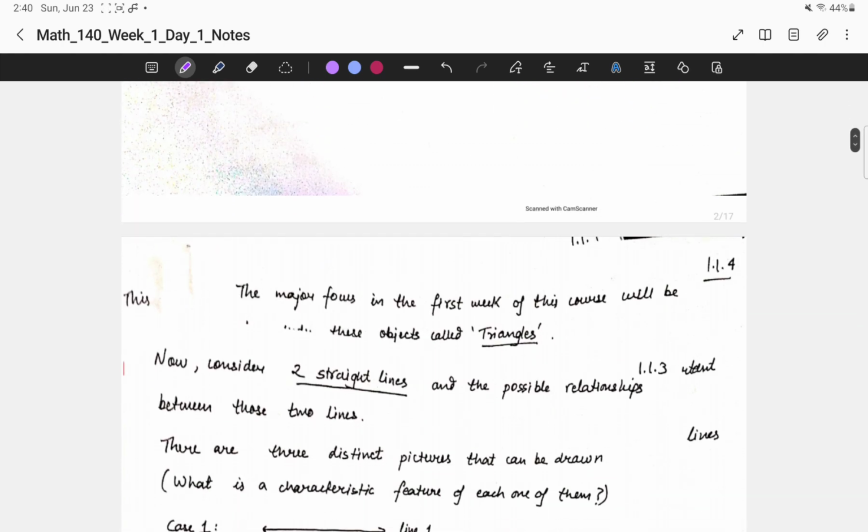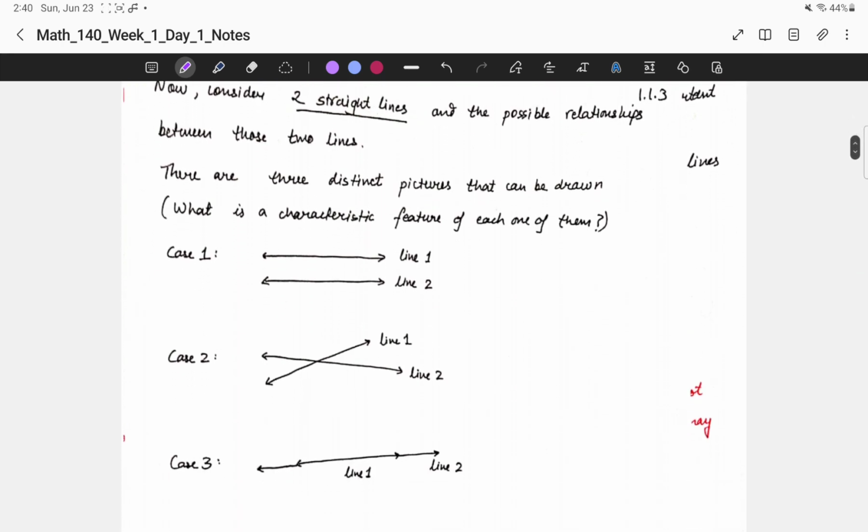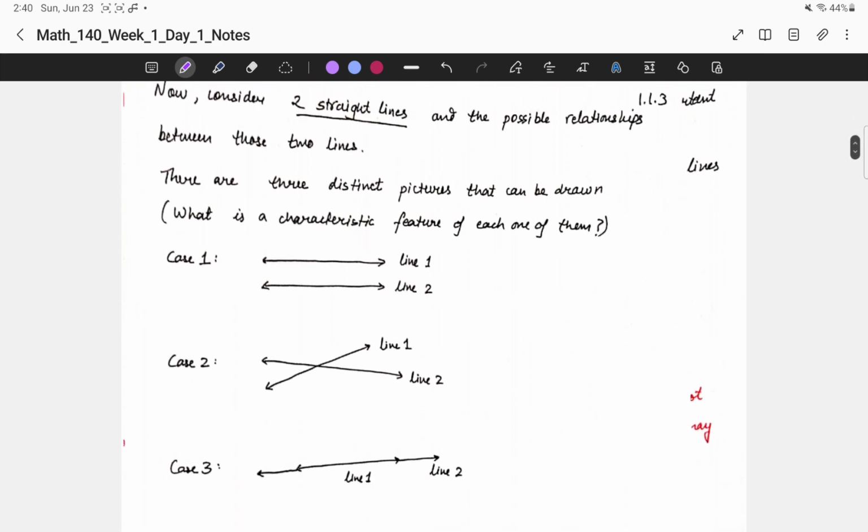Once you've done that, now we come to the next idea, which is, that was one straight line. What if we have two straight lines? What are the things that can happen? There are three distinct pictures that can be drawn. And now there's a question for you to think about. What is a characteristic feature for each of them?